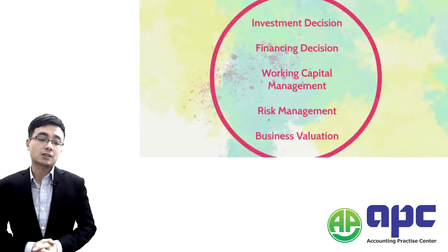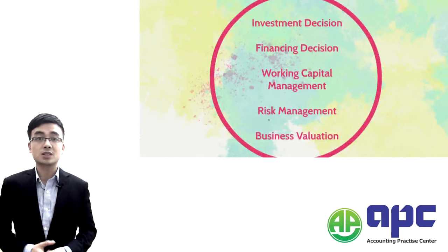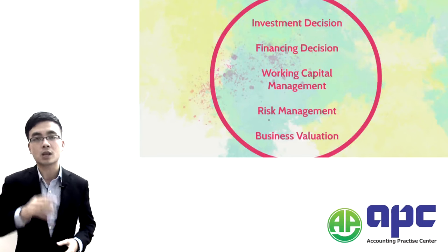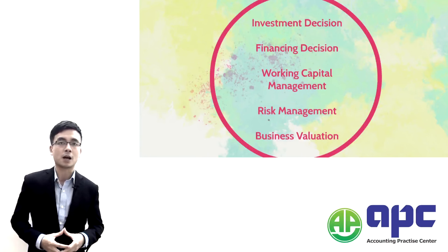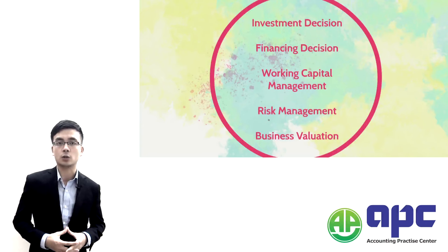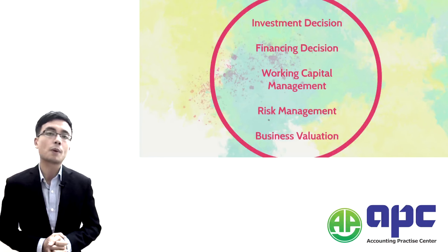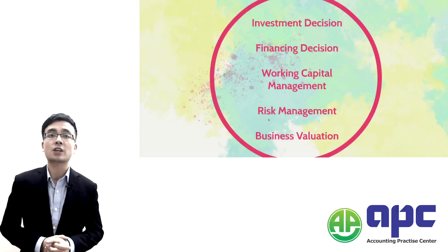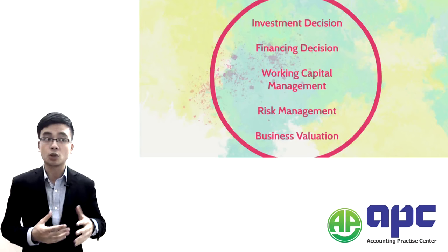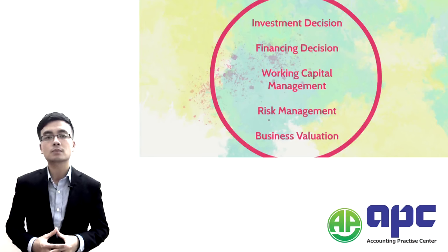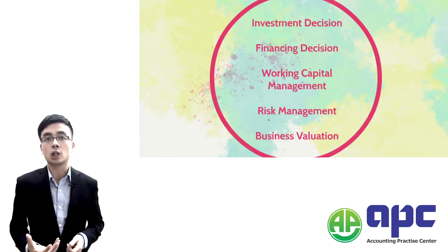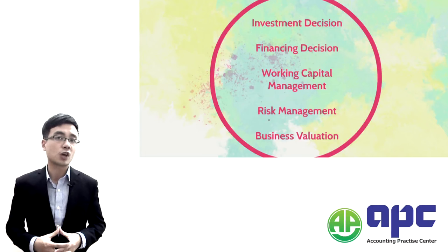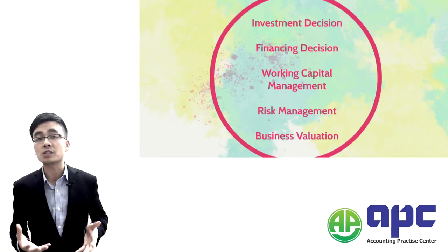After we look at working capital management, the next thing is related to risk management. But unlike in the paper P4, the risk management in the paper F9 will be slightly easier for you to tackle. The risk management will be related to the foreign exchange rate risk. For example, you're dealing with a foreign customer. You should have received $30 from the foreign customer, but because of the exchange rate changes, you can only receive $20.